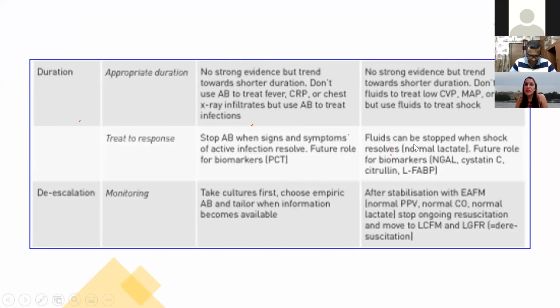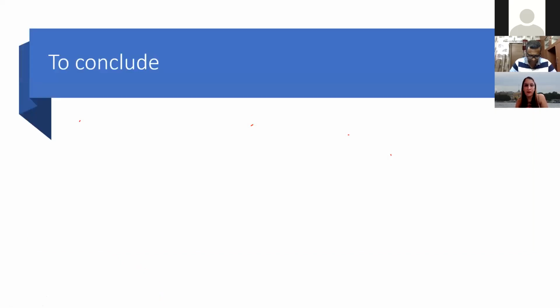And we must not use fluids to treat low CVP, as Dr. Ritesh has also highlighted; low CVP doesn't always mean we have to give fluids, nor does low MAP or urine output. So we have to use fluids to treat the shock, not to treat particular parameters per se. And we have to treat to response. The fluids can be stopped once the shock resolves. And we have to plan for de-escalation right from the time we start IV fluid therapy, and in the later stages certainly with late conservative fluid management or goal-directed fluid management.